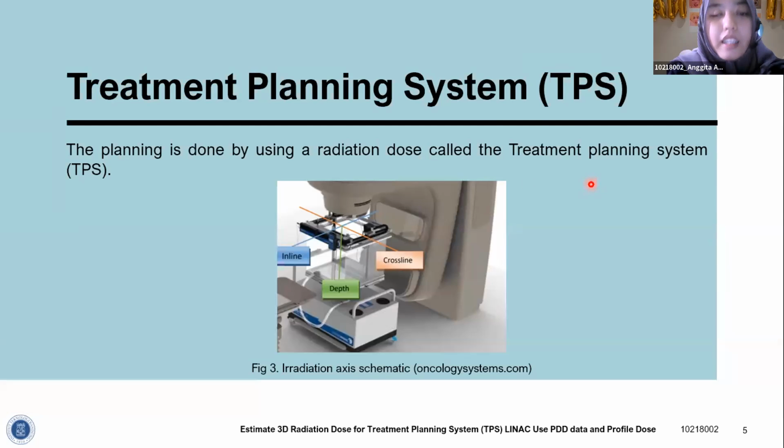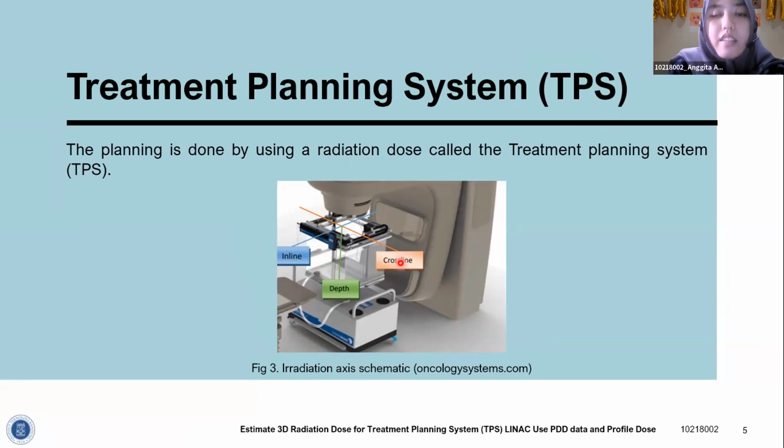First, let's talk about the treatment planning system, or TPS. Therapy based on the principle of radiotherapy must be well planned and targeted. And the planning is done by using a radiation dose calculation called the treatment planning system, or TPS. Figure number 3 shows the irradiation axis schematic.